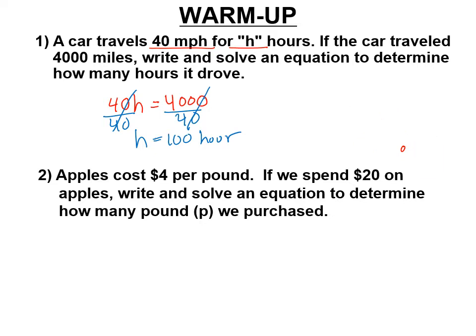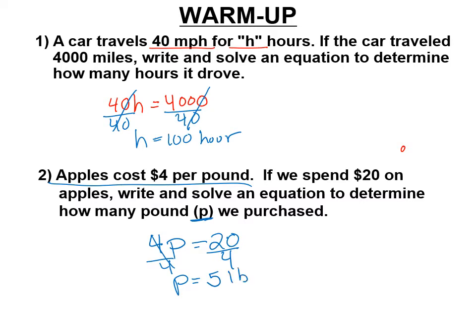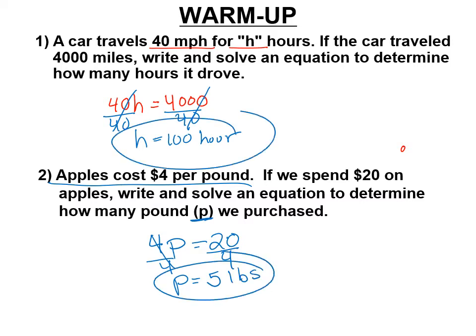So what's the rate in this problem? $4 per pound. The rate or cost of apples is $4 for every pound. So we're going to use P for pounds. Please use the variable that I specify. That way we all get the same answer. And so the rate is the coefficient, and we spent $20 on apples. If we divide both sides by 4, if we spent $20 on apples, we must have gotten 20 divided by 4, or 5 pounds.